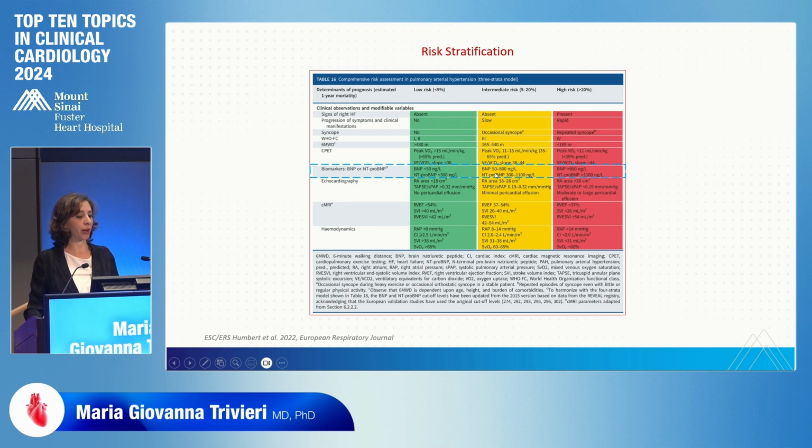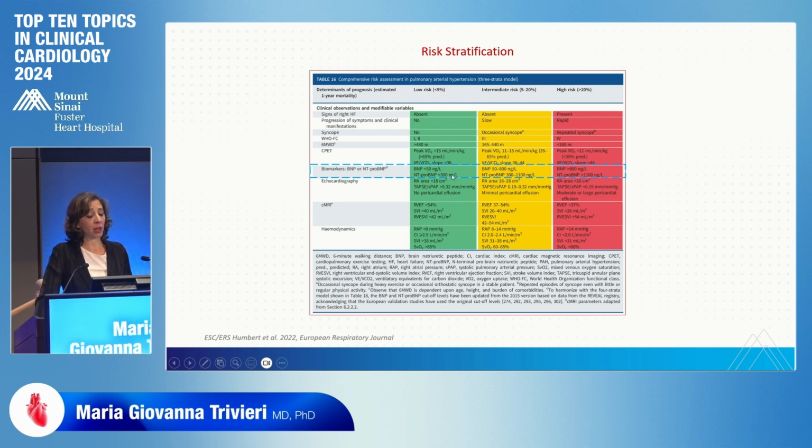And again, all the factors that we take into consideration include the symptoms of the patient, whether or not there's been a history of syncope, and how far they can walk. The 6-minute walk test is something we use very much in pulmonary hypertension, as well as the functional class. We can also do more advanced testing, such as CPET. We can do echocardiography, cardiac MRI, and hemodynamics. And the other thing that is very easily done in clinic is to check the BNP level.